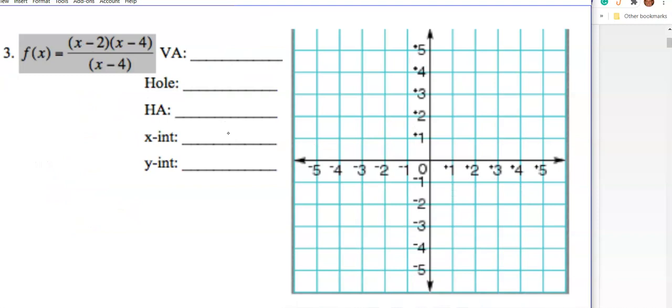Okay, this one does look like something cancels. So when it cancels, it's called a hole at 4. My new function is f of x equals x minus 2. So if I plug in a 4 there, 4 minus 2 is 2. So 4 comma 2, there's a little hole at 4 comma 2. A little hole in the graph.